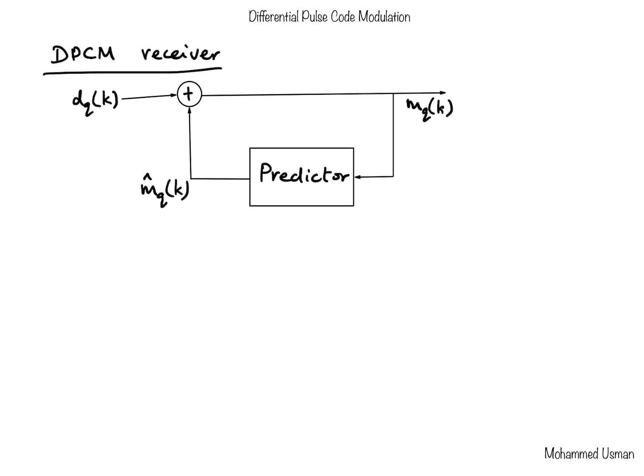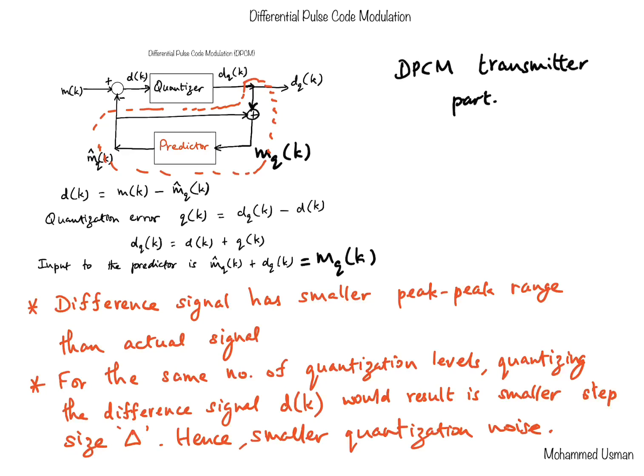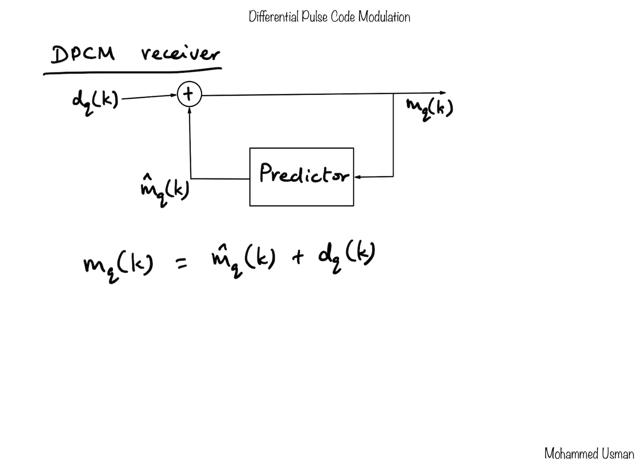So the equation here will be MQ of K is equal to MQ cap of K plus DQ of K. And obviously this MQ of K is the desired component that needs to be reconstructed, which is also fed back to the predictor input, because if you notice here, the input to the predictor is MQ of K. All right, so we have this feedback going into the predictor as well. So that's the receiver component of the differential pulse code modulation system.